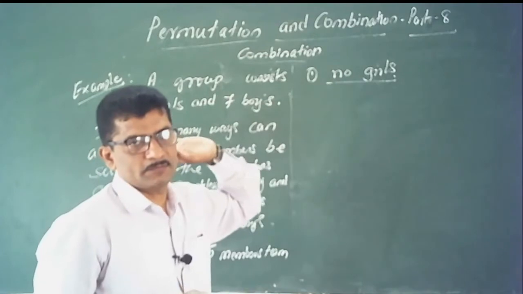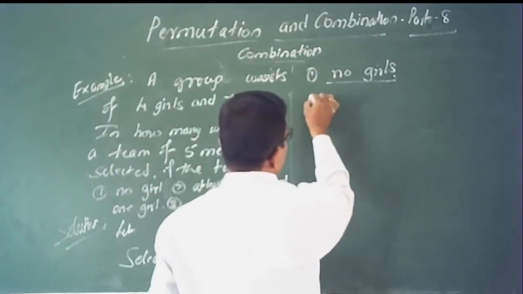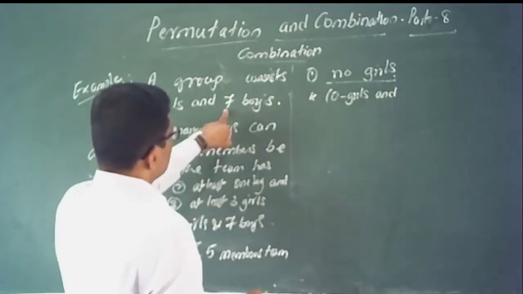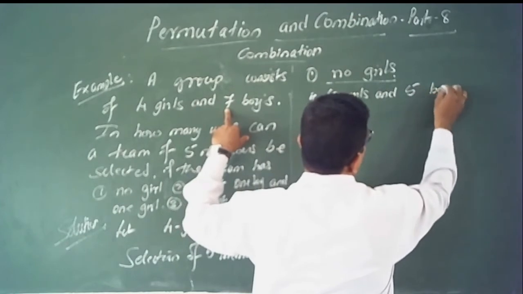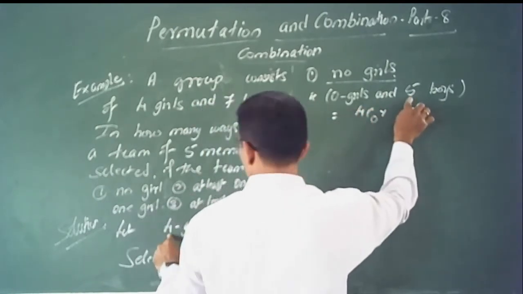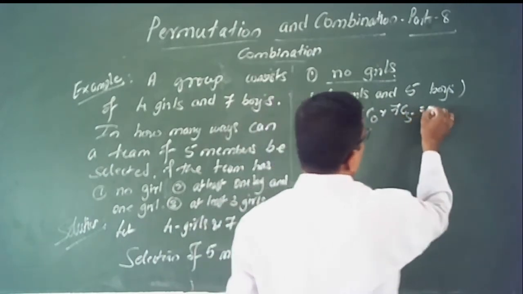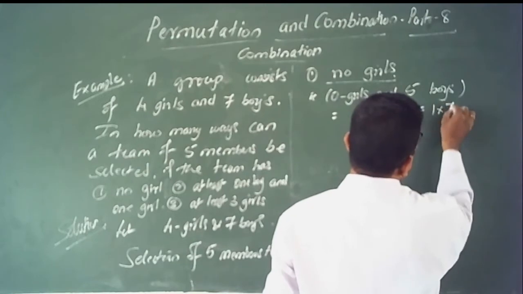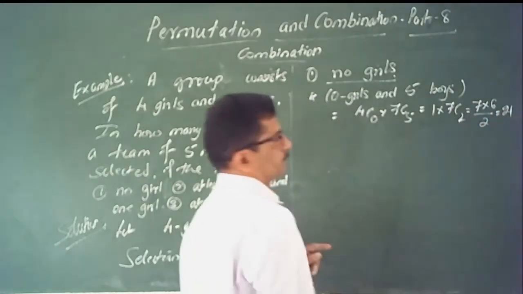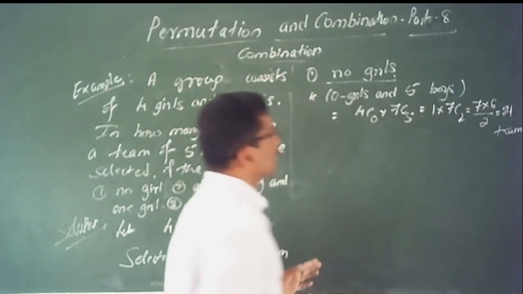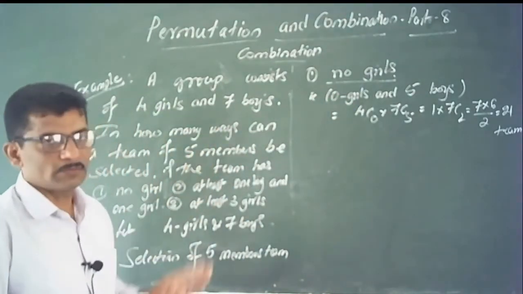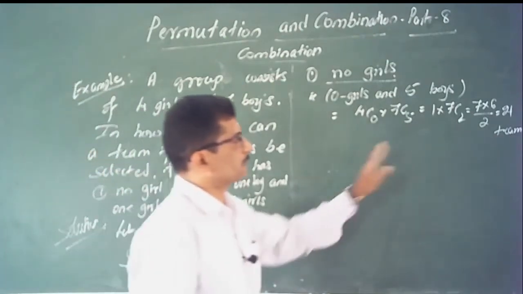No girls means exactly 0 girls, and you can select 5 members out of 7 boys. That is equal to 0 girls out of 4 girls, 4C0, into 5 boys out of 7 boys, 7C5. The value is 4C0 means 1, and 7C5 is equal to 7C2, its value is 7 into 6 divided by 2, which is 21 teams. You can select 21 teams only of boys, all 5 boys out of 7 boys. How many teams can be selected is 21 teams.